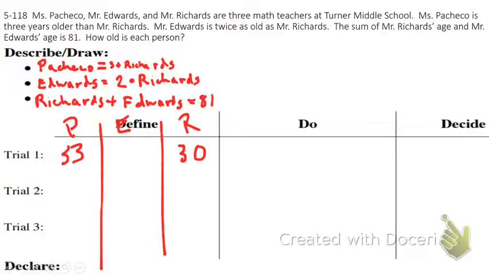Edwards is going to be twice Richard's age, so Edwards is going to be a 60-year-old math teacher. Super exciting. All right, so now we've got our test to make sure that this is working. We've filled in our define section. Now we're going to do. It says the sum of Mr. Richards' age and Mr. Edwards' age should be 81. So we got 60 plus 30 is 90.